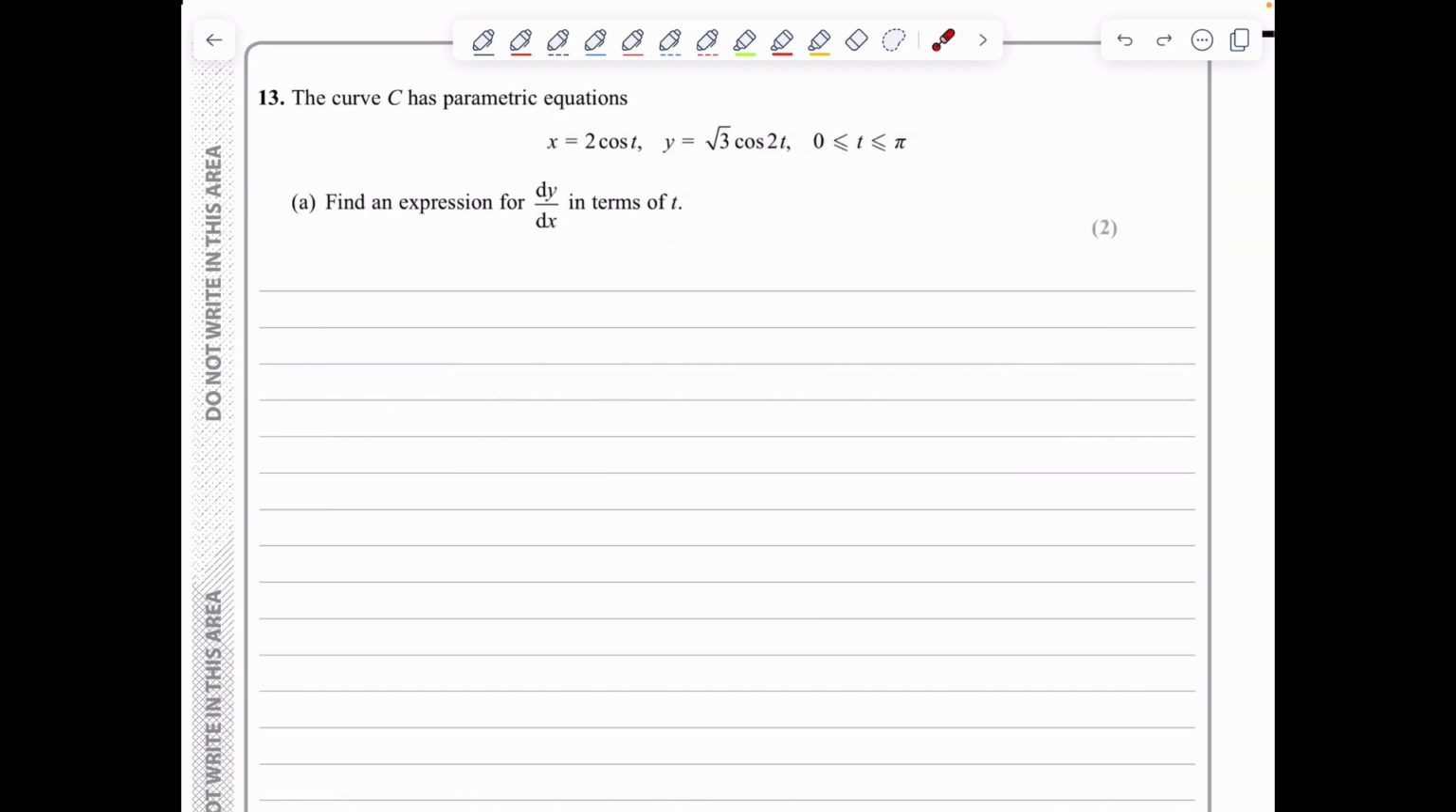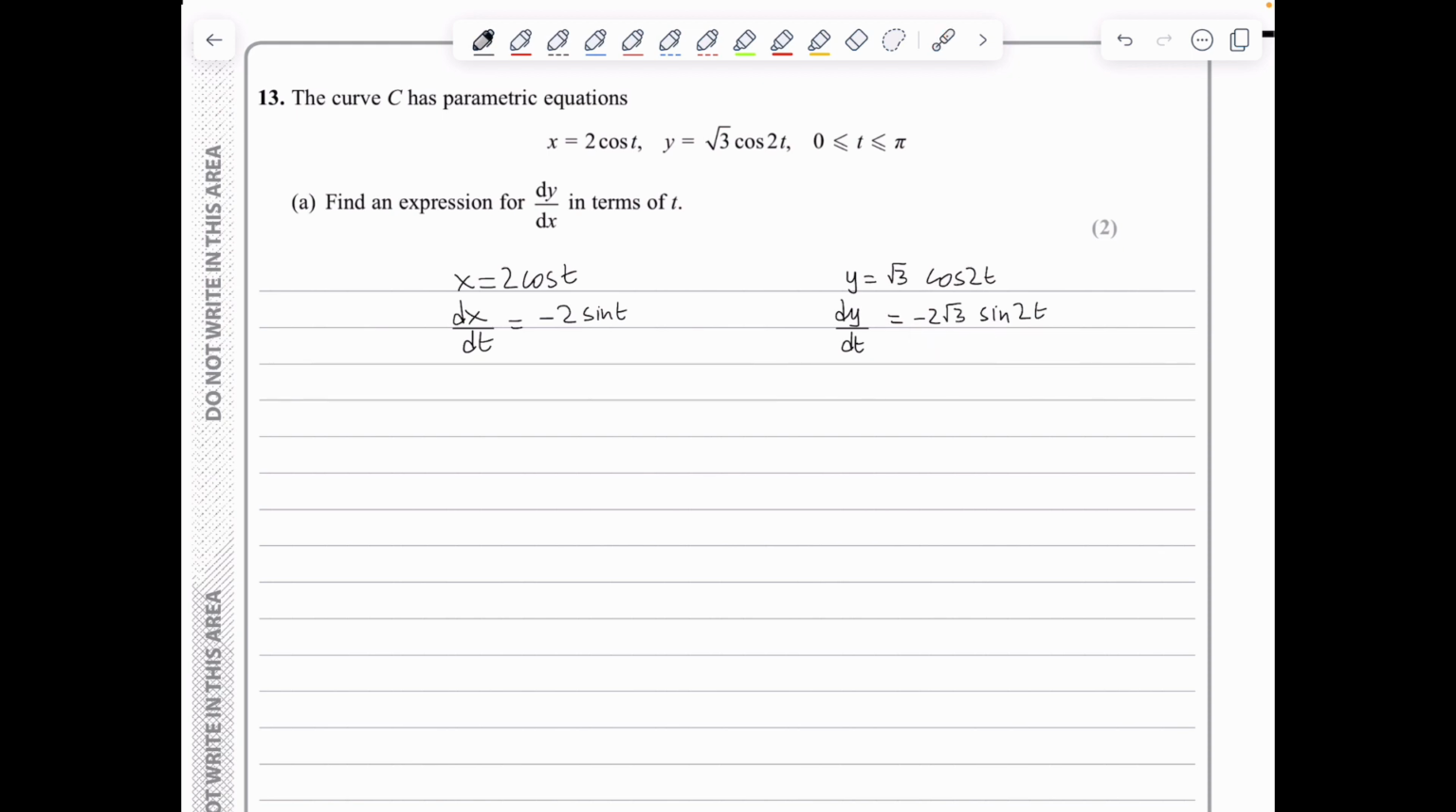In 13, we've got a curve C defined parametrically as shown here. T varies between 0 and pi, and we need to obtain an expression for dy dx in terms of t. So I will start with x is 2 cos t to obtain dx dt. We know that the derivative of cos is negative sine, so dx dt will be minus 2 sine t. And y is root 3 cos 2t, which takes dy dt to be minus 2 root 3 sine 2t. It's the chain rule. The derivative of 2t is 2. That's why we have the 2 here. And the derivative of cos is negative sine.